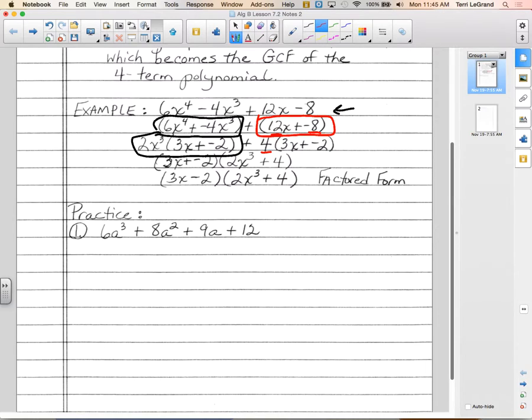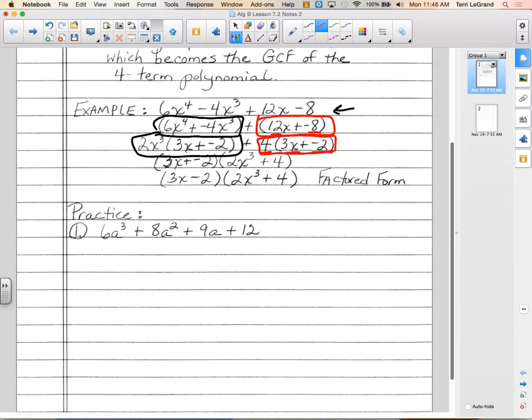12x divided by 4 is? What's 12x divided by 4? 3x. What's negative 8 divided by 4? Negative 2. So here we are. This is the factored name for that group.